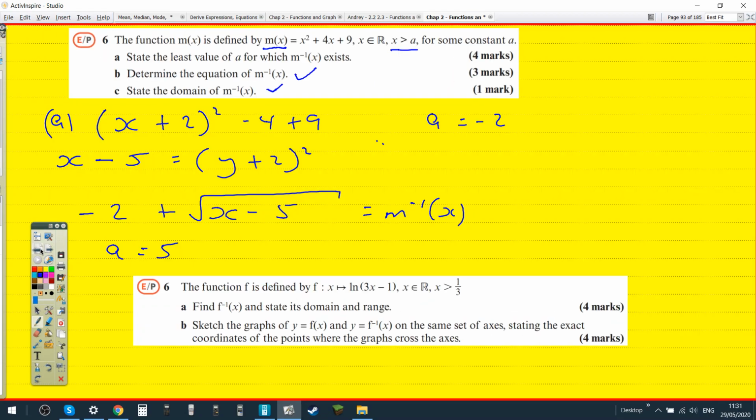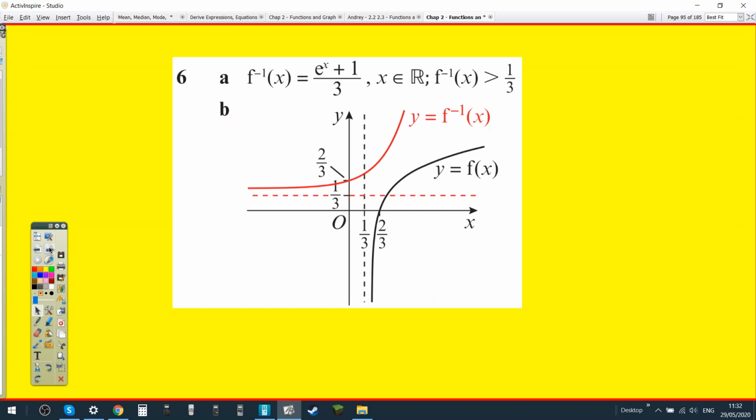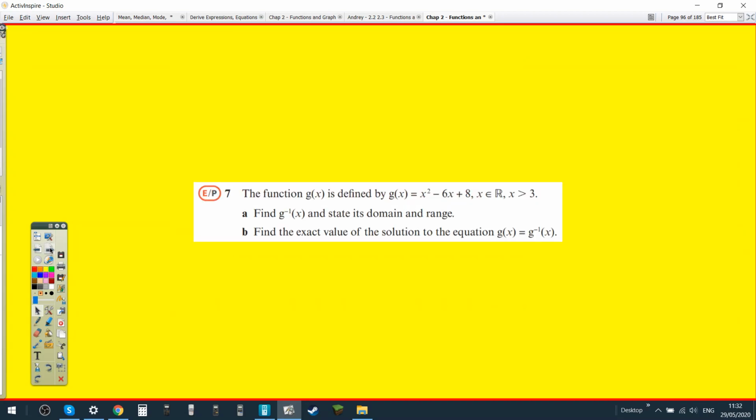That's that question. Hang on, let's see. This one, ln, this one. Its domain, its range, sketch the graphs. It's very, very similar. Hang on, find the exact value of the solution to the equation. That's okay.